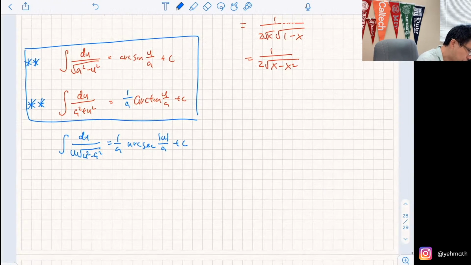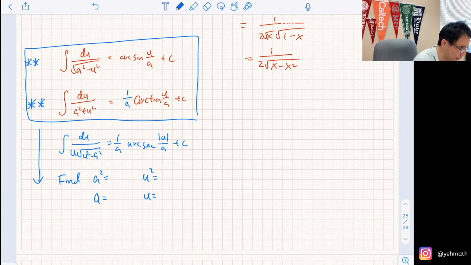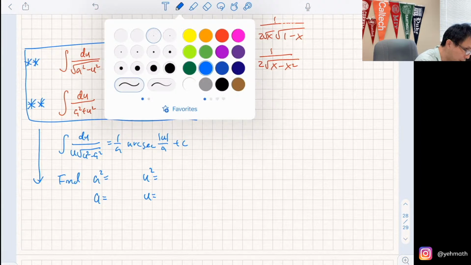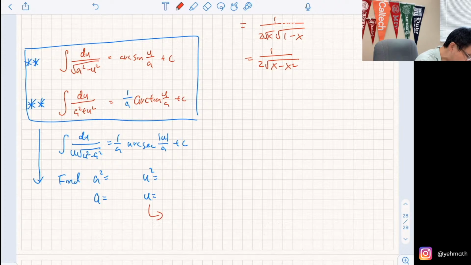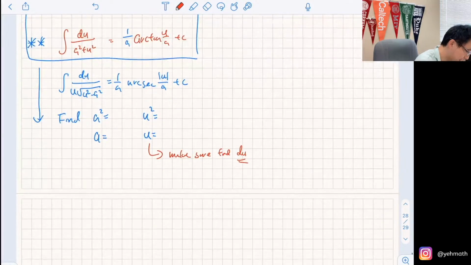So again, with this type of situation, you need to find 3 things. If you find a squared and u squared, you should be able to lead to what is a and what is u. Basically, if you see the a squared and u squared, just square root both sides, and you're going to get a and u. Also, the most important thing, once you get u, make sure you find du. Make sure you find du, because that might give you a very, very important asset.